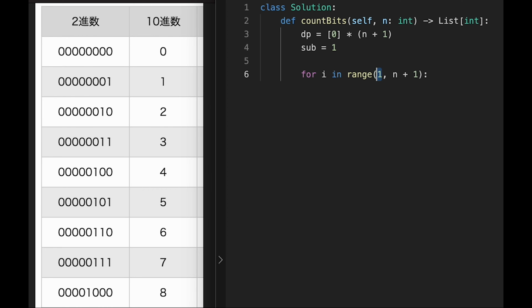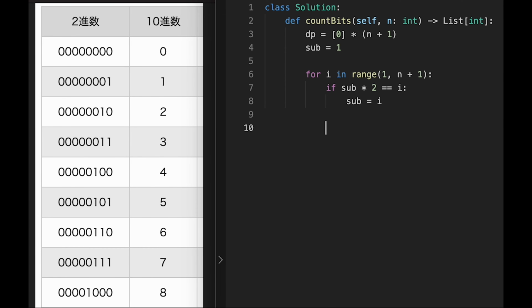So why start from 1? Because decimal 0 is obviously 0, 0, 0, 0. So we don't have to care about the 0 because we initialize with 0. And then if the subtraction number multiplied by 2 equals the index number, update the subtraction number with the current index number. After that, update dp[i] equal to dp[i minus subtraction number] plus 1.